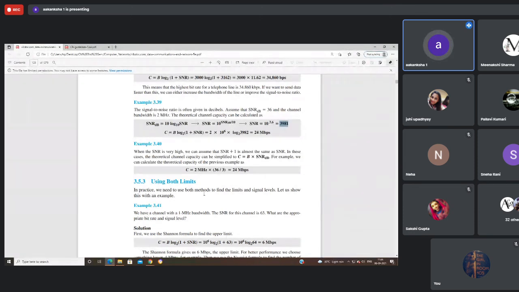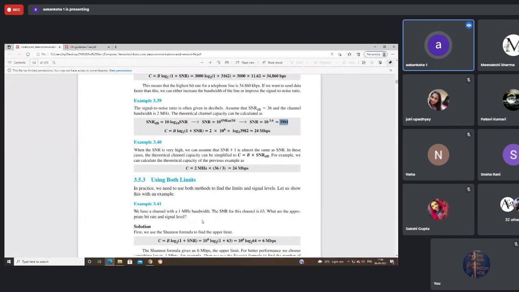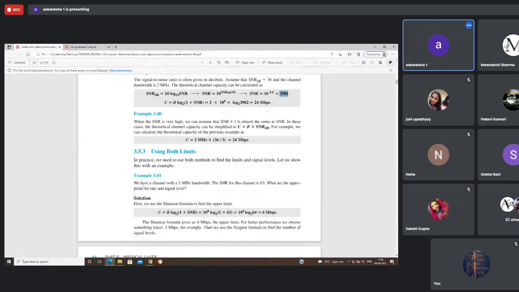Now, in practice, we use both the methods, the Nyquist method and the Shannon method, to find the limit on the capacity of the channel and the signal levels. So now in real life, we can compute both. So we have a channel of 1 megahertz bandwidth. The SNR for this channel is 63. What are the appropriate bit rate and signal level?